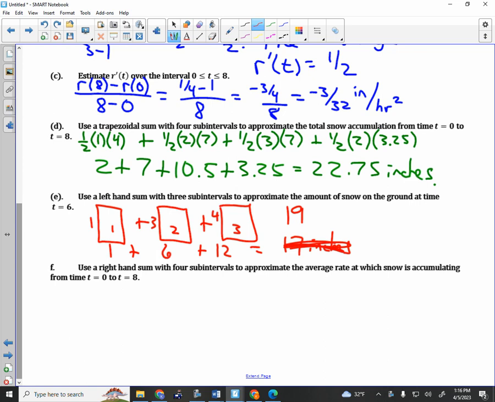It says the amount of snow on the ground at time 6. So this comes back to what we just did. This is start plus displacement, isn't it? What did we start with? 2 plus the displacement. You just displaced another 19. There's 21 inches. There was already 2 to start, right? That'll happen.